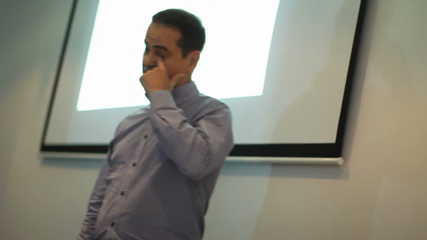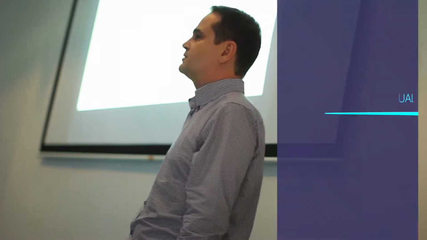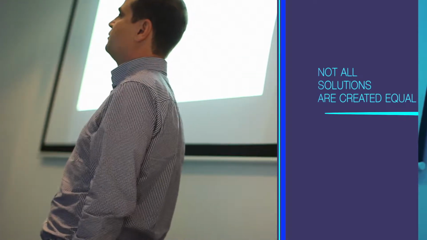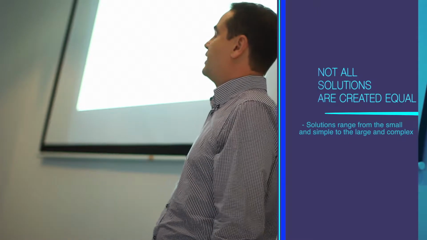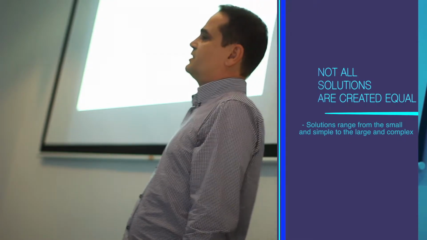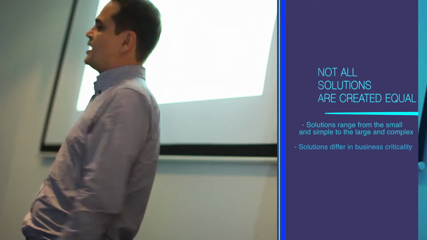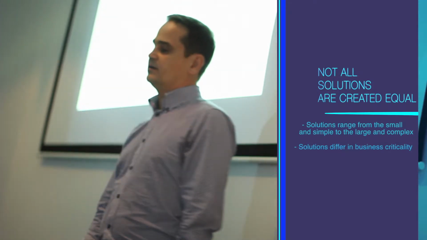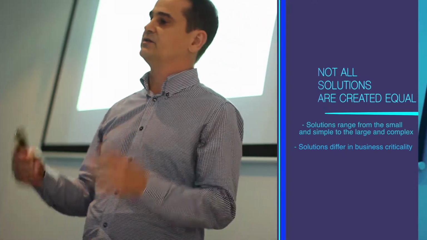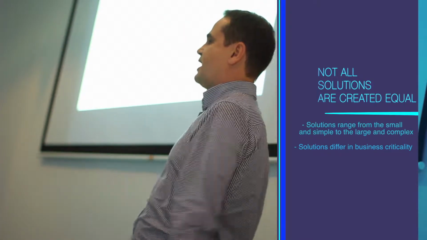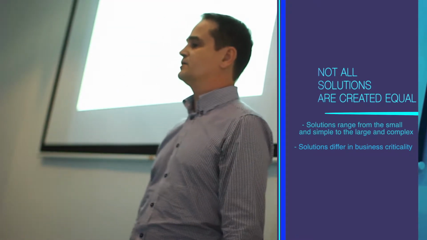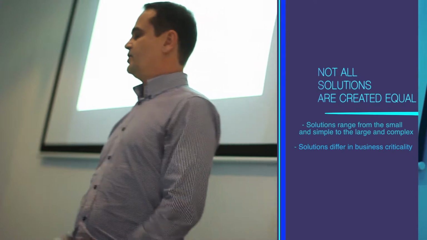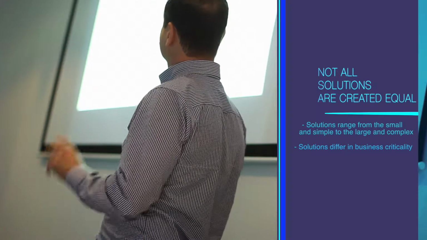So, not all solutions are created equal. We've all worked on things that are simple and quick to build, and we've all worked on big, large, complex projects. So the solutions range from the small and the simple to the large and the complex. They also differ in business criticality. Some processes are directly linked to your revenue. They're processes that drive the business, get the money in the door. Others are just nice things to have in the business because, like Dave said, people don't like filling out forms and handing them to the boss. So there's different business criticalities. You need to view the solutions that you're building in that prism.